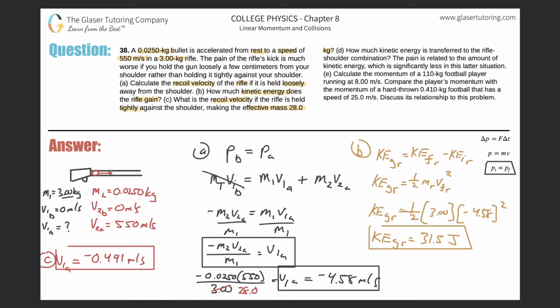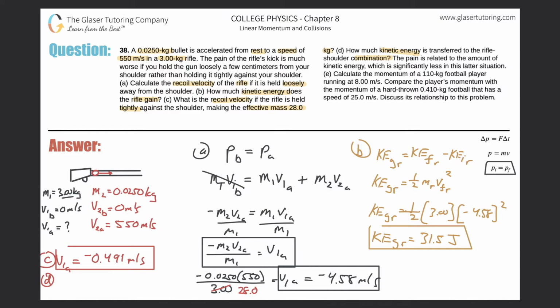So let's see what they're going to ask for D now. How much kinetic energy is transferred to the rifle shoulder combination? All right, so letter D, let's write it over here. Basically we're going to do a similar approach. Notice that the velocity has changed. When we think about the kinetic energy transferred to the rifle shoulder combination, we're basically going to do the same process as we did for letter C. We're just going to manipulate the numbers in this equation.